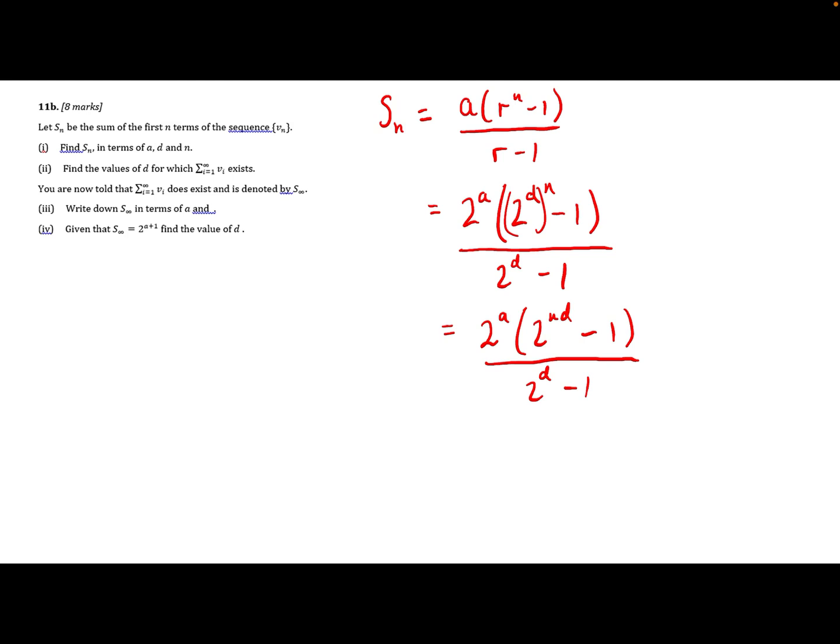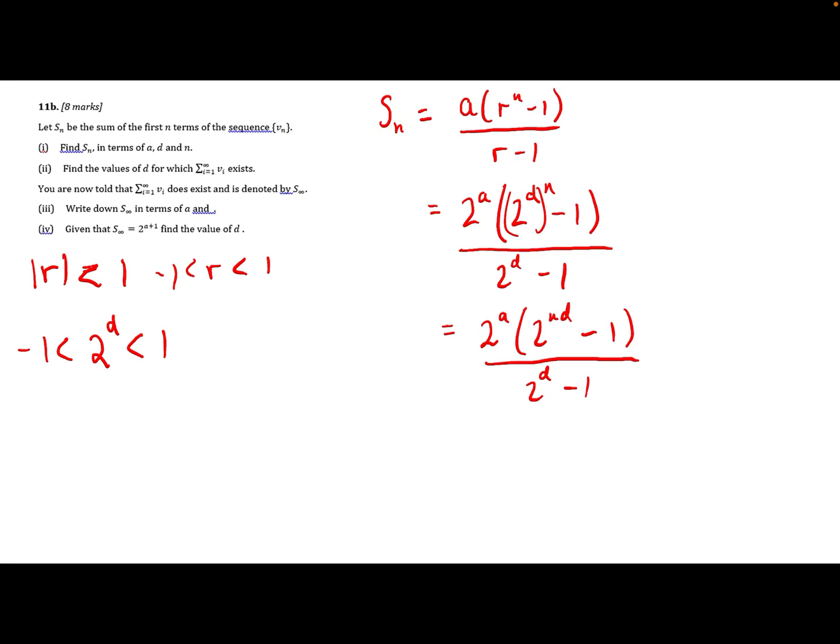Okay? Right, find the values of d for which the sum from i equals 1 to infinity of Vi exists. So that's asking you, when does the sum to infinity exist? And you should know a fact that the sum to infinity exists when the common ratio is between 1 and minus 1. So when the common ratio is between 1 and minus 1, we'll get a sum to infinity. If it's outside of that range, then we won't get a sum to infinity. So what we're basically saying is, when is 2 to the d less than 1 and greater than minus 1?